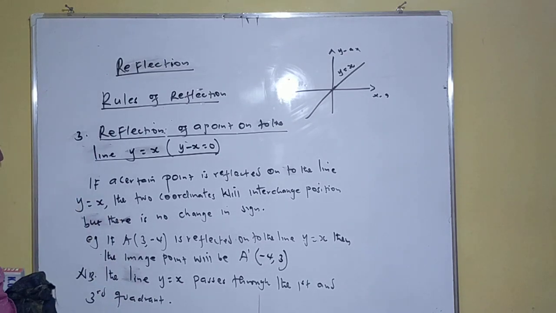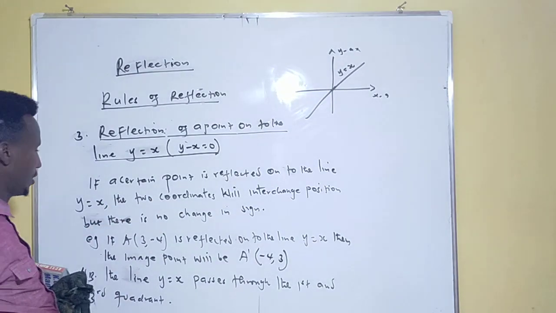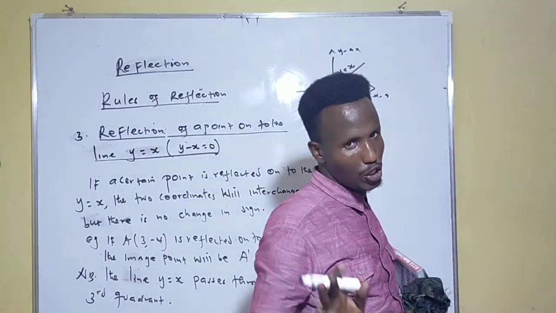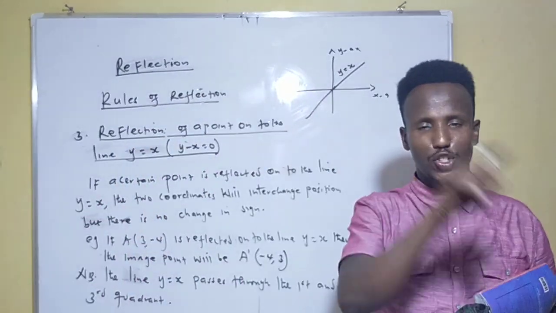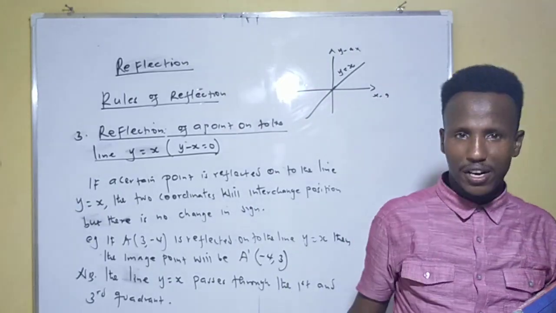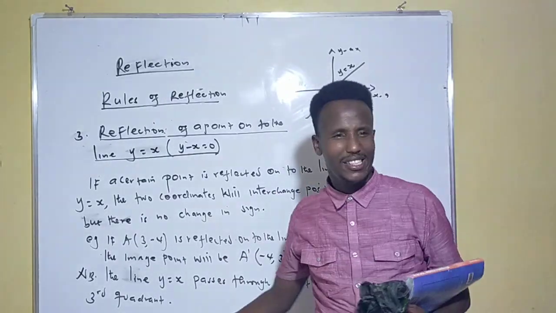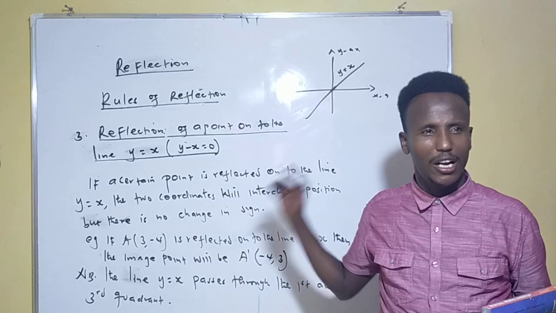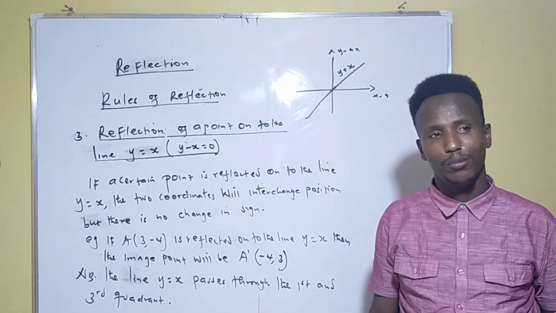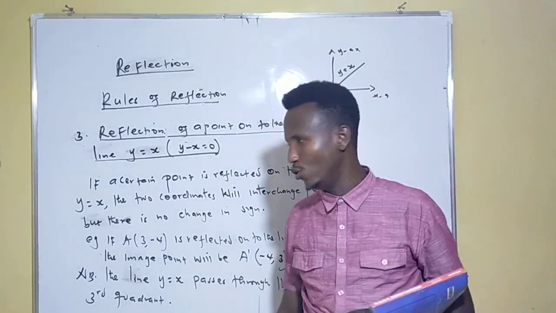Rule number 3. We say that if a certain point is reflected onto the line y is equal to x, the two coordinates will interchange position, but there's no change in sign. They will interchange position, it's a matter of interchange in the position. So guys, this is reflection rule number 3, which is out of the book, by the way. You see now I'm actually simplifying for you the mathematical concept that is taught at school level.